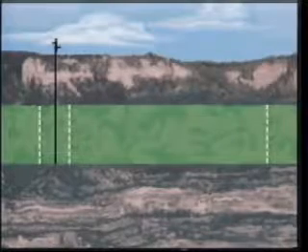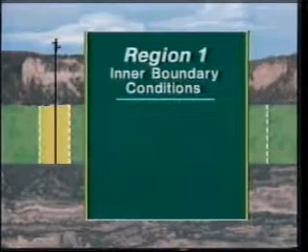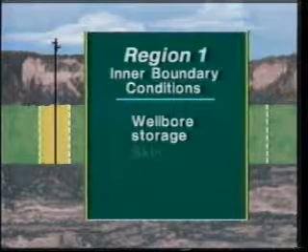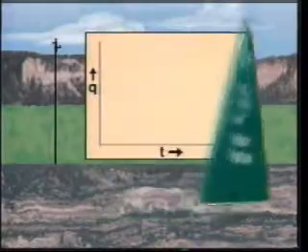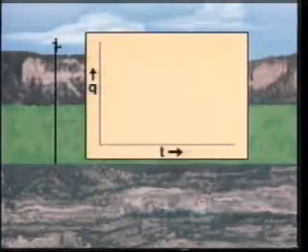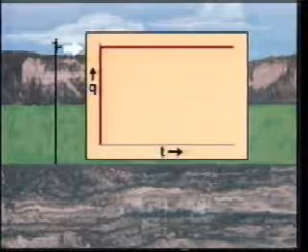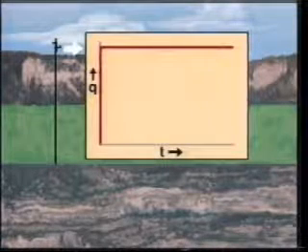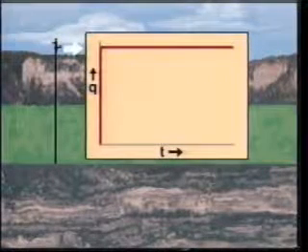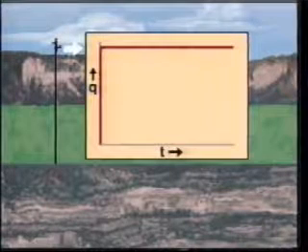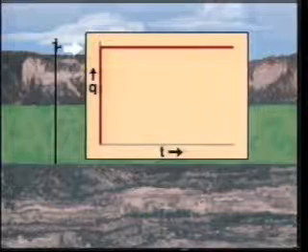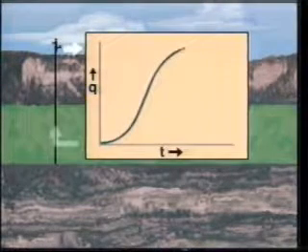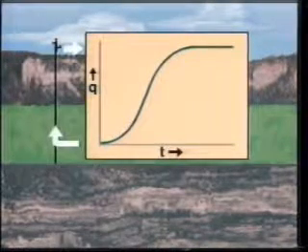There are 3 inner boundary conditions within Region 1 that are commonly found in practice: wellbore storage, skin, and induced fractures. When a well about to undergo a drawdown test is opened at the surface, the flow rate at the surface versus time looks like this. The force driving the production to the surface is provided in large part by the decompression of fluids in the wellbore. The flow rate from the reservoir versus time looks like this.